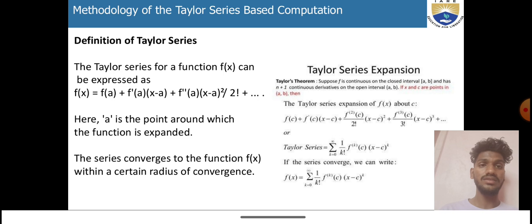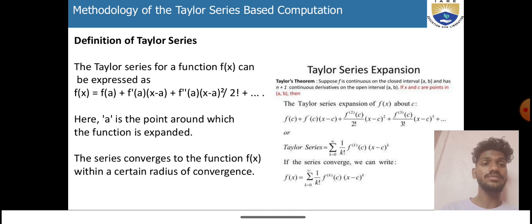f dash of a is nothing but f dash of x, where the given function is differentiated at a single point. f double dash of a is nothing but f double dash of x, differentiated twice. This series converges to the function f of x within a certain radius of convergence.